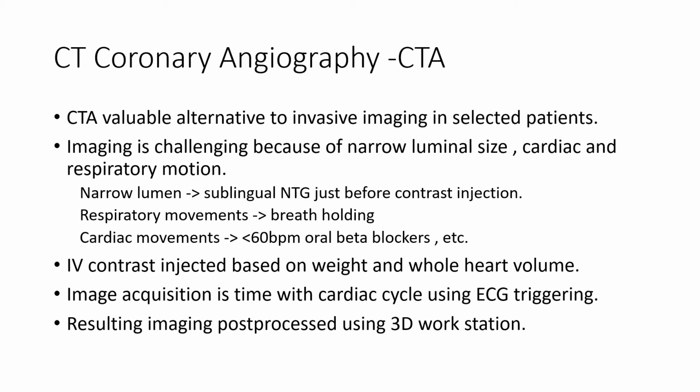The respiratory movements can be reduced by breath holding, and cardiac movements can be reduced by using oral beta blockers to target a heart rate less than 60 beats per minute. The IV contrast is injected based on the weight and volume of the heart, and then image acquisition is timed with the cardiac cycle using ECG triggering. The resulting image is then post-processed using a 3D workstation.